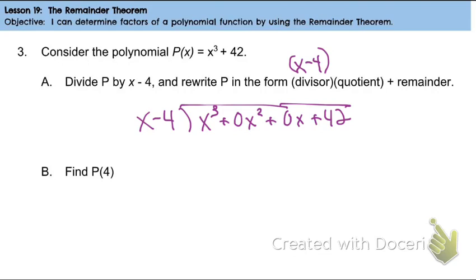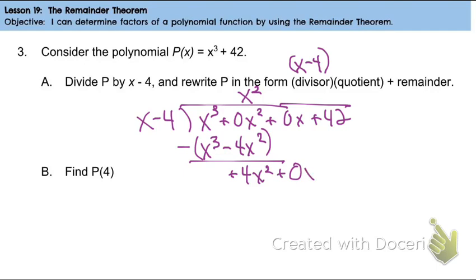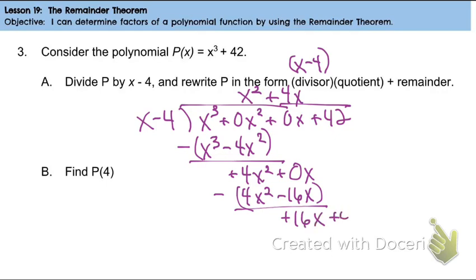Alright, so this goes in here x squared times, so I get x cubed minus 4x squared. Okay, subtract, so I get positive 4x squared plus 0x. X goes into positive 4x squared 4x times. So I get 4x squared minus 16x. Subtract. So that becomes plus 16x. Bring down my 42. Plus 16.